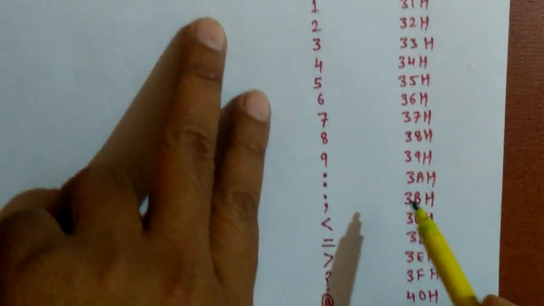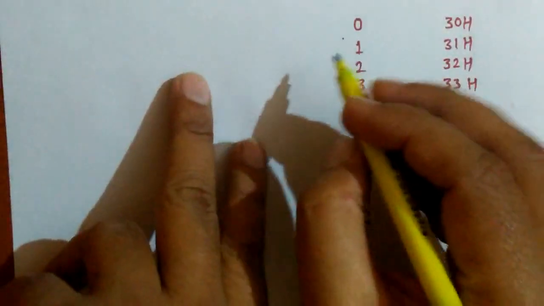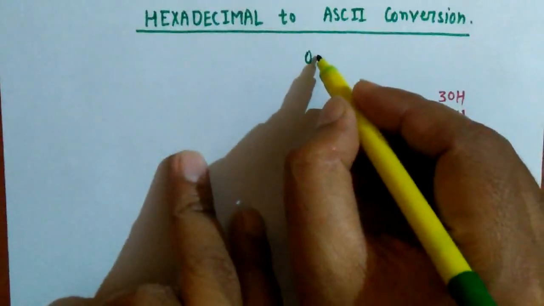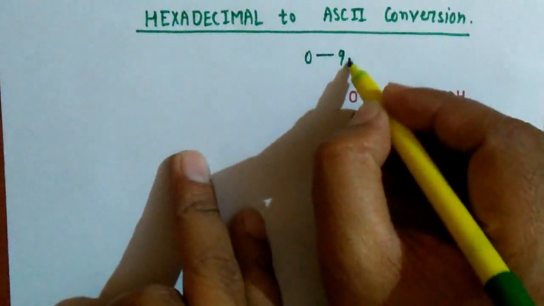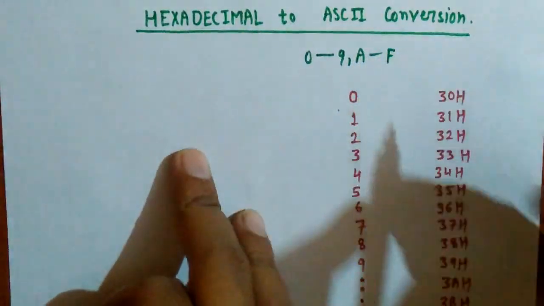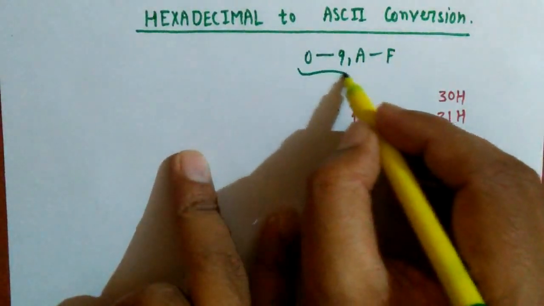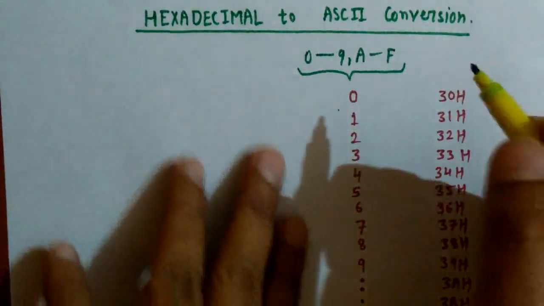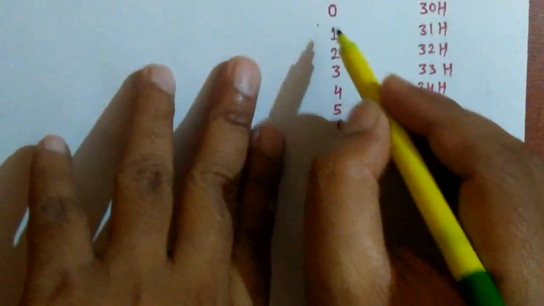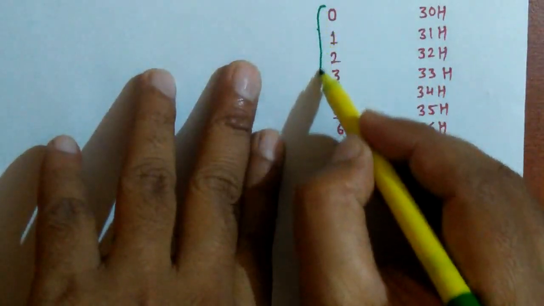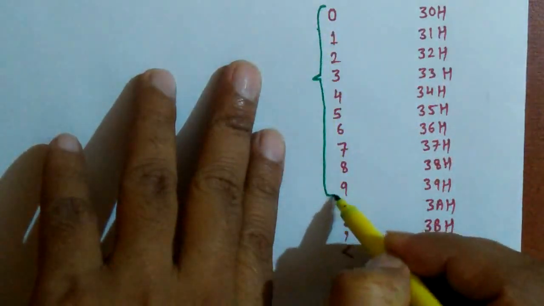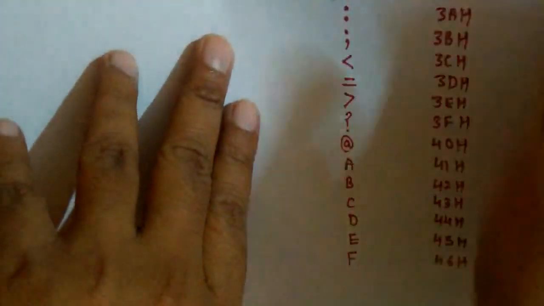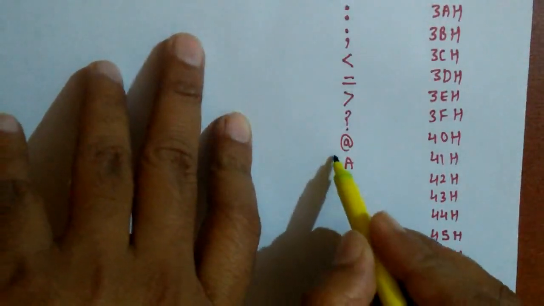Our hexadecimal numbers start from 0, go to 9, and then from A to F. These characters come under hexadecimal numbers. That's why we will be considering only the characters 0 to 9, and after that A to F. We will talk about only these characters and their codes.